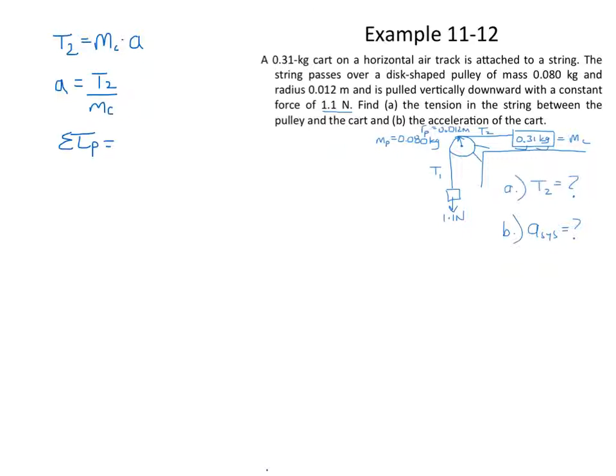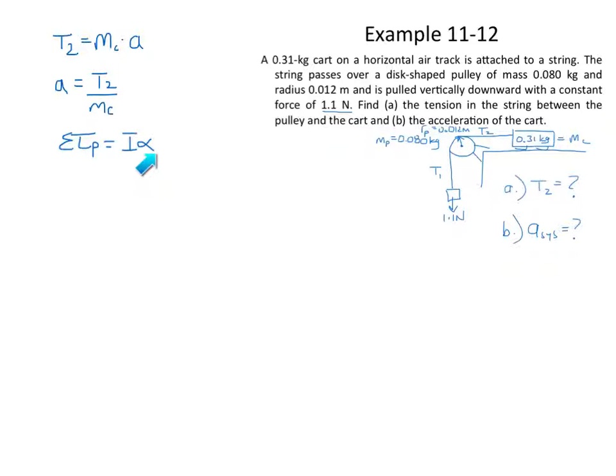What does net torque equal? Well, it's just like saying F equals ma. We say net torque, tau, equals I, that is moment of inertia, times angular acceleration. That's kind of our F equals ma statement.